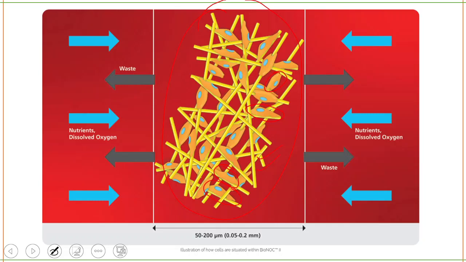Exchange of nutrients will also take place. The nutrients will go inside, the cells will take up the nutrients for their growth and metabolism, and after that they will release the waste material that will be exchanged out. You can see this microcarrier is of 50 to 200 micrometers.